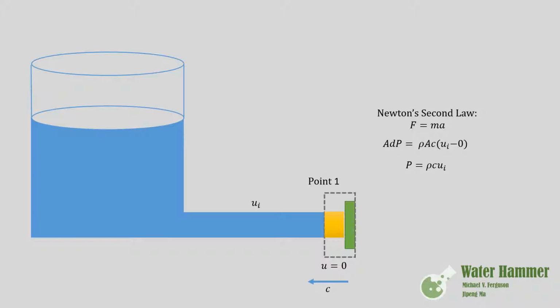This pressure shock wave will continue to move up the pipe until it reaches the tank, at which time a negative pressure sends the shock wave back up the pipe. This fluctuation will continue until friction losses dissipate all of the energy in the system.